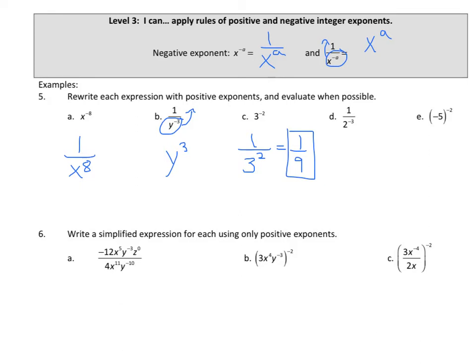Okay, in part D, we have a negative exponent in the bottom, so we move the term up to the top, and we get 2 to the positive 3, which is 8. And for this last example, negative 5 to the negative 2, first we're going to move it down to the denominator and make it 1 over negative 5 to the positive 2. So I just changed the exponent to positive. And now I can do negative 5 squared, which is 1 over 25.